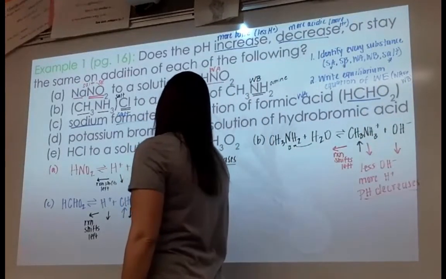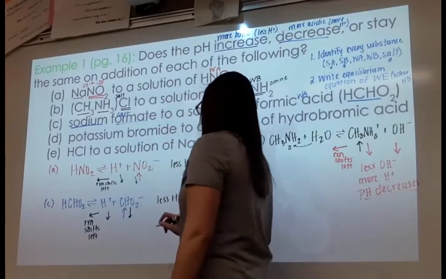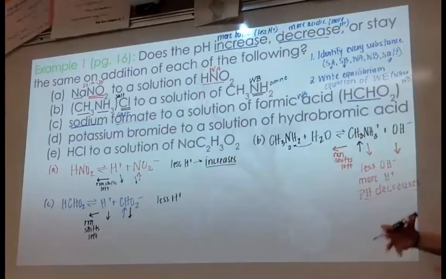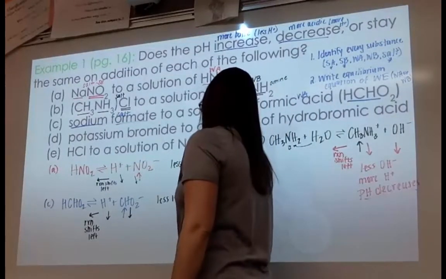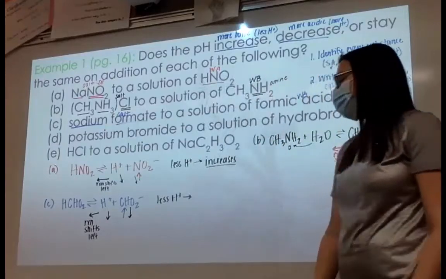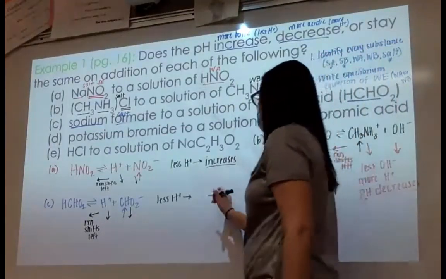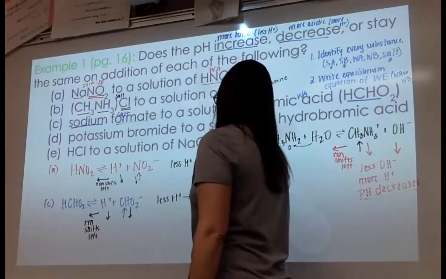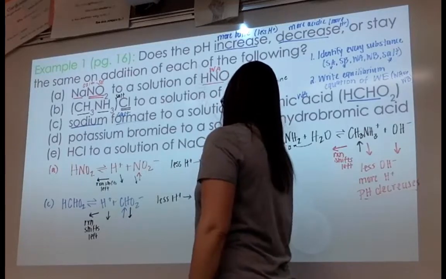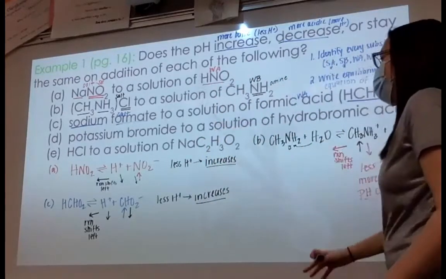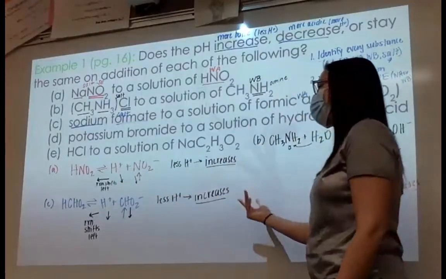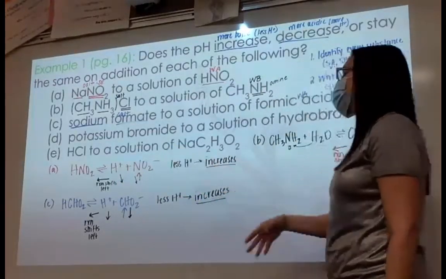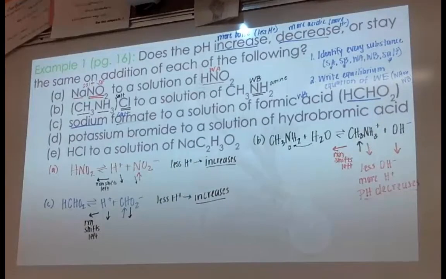As the reaction shifts, we have less H plus, because the H plus is being used up to go back to the reactants. Less H plus means less acidic or more basic, so pH increases. So yes, the reaction shifts the same way every time you add a common ion. But notice how it's not just H plus. Sometimes we're looking at OH minus.